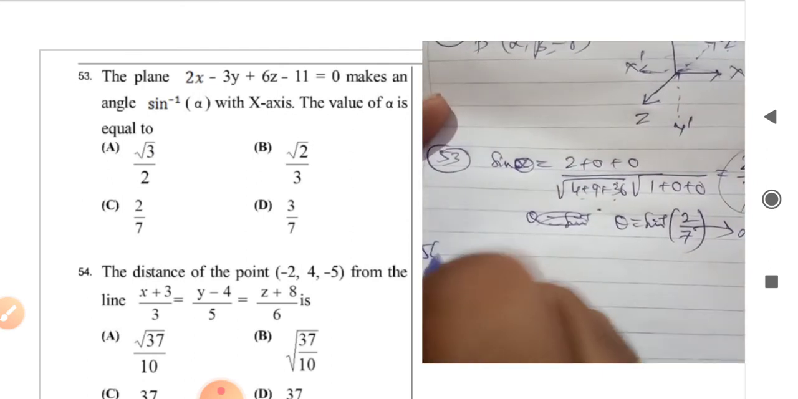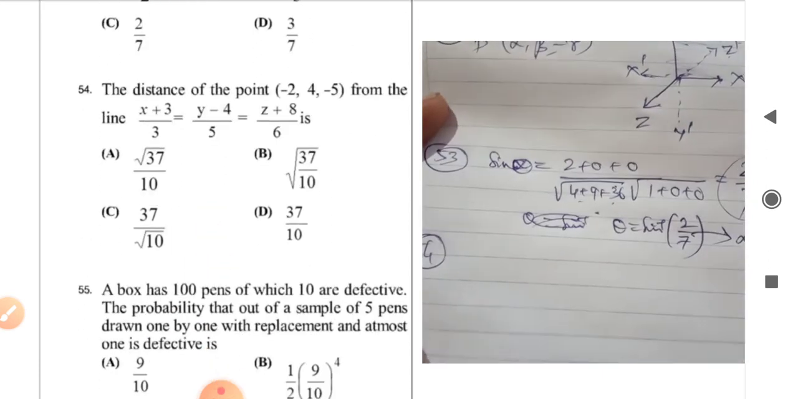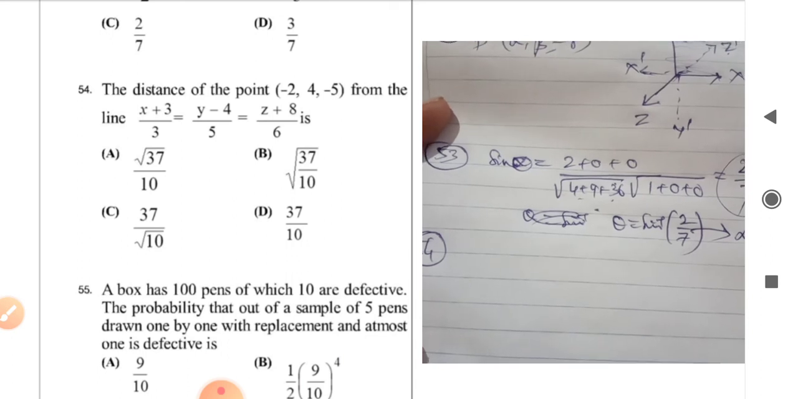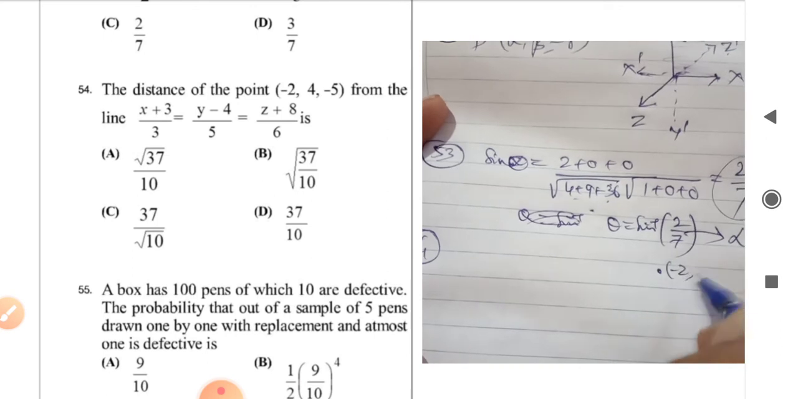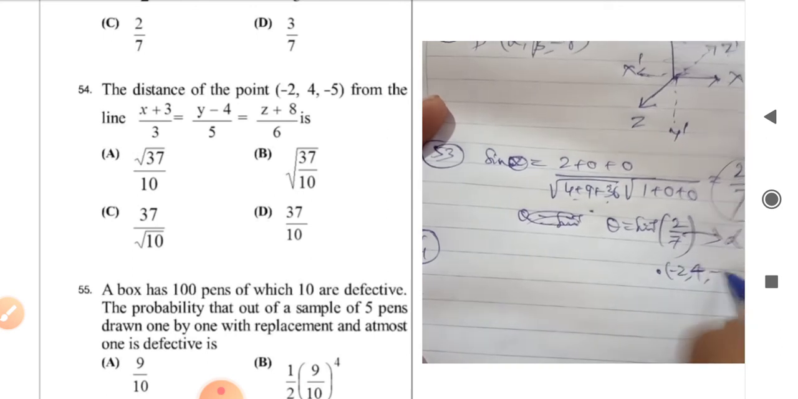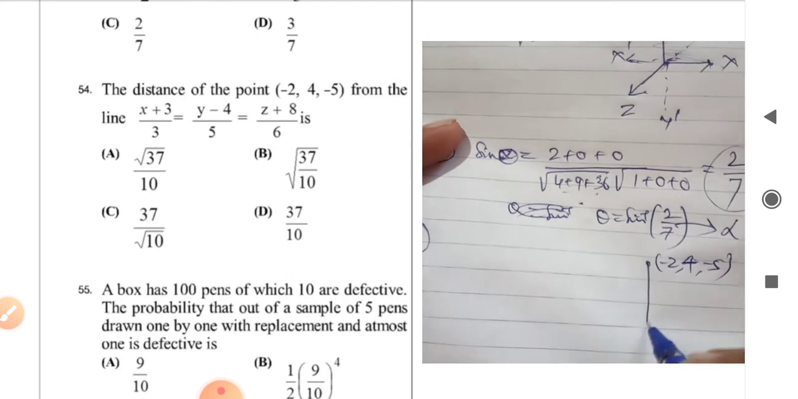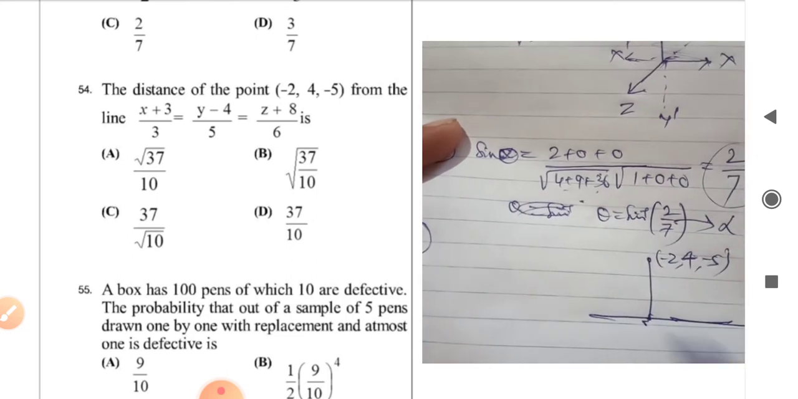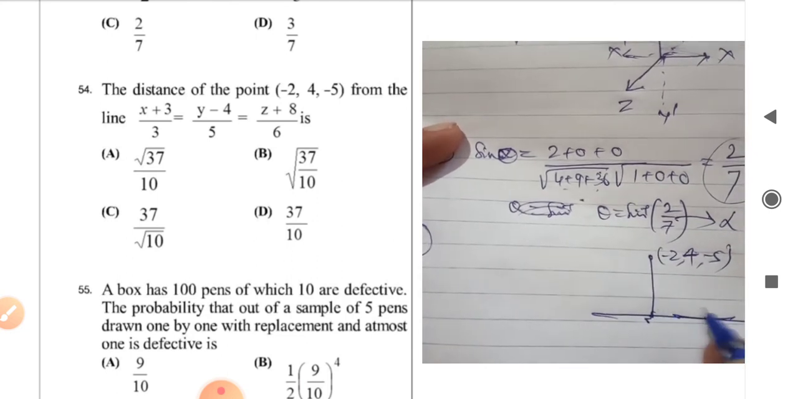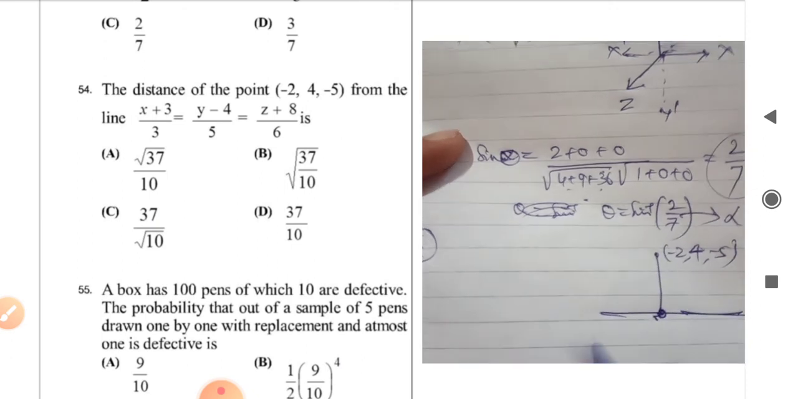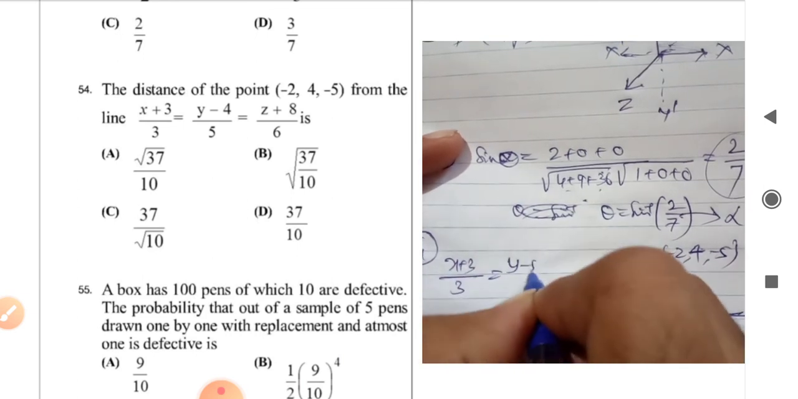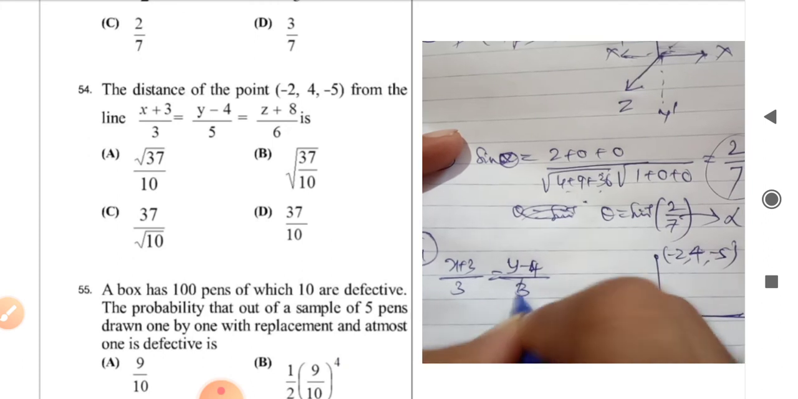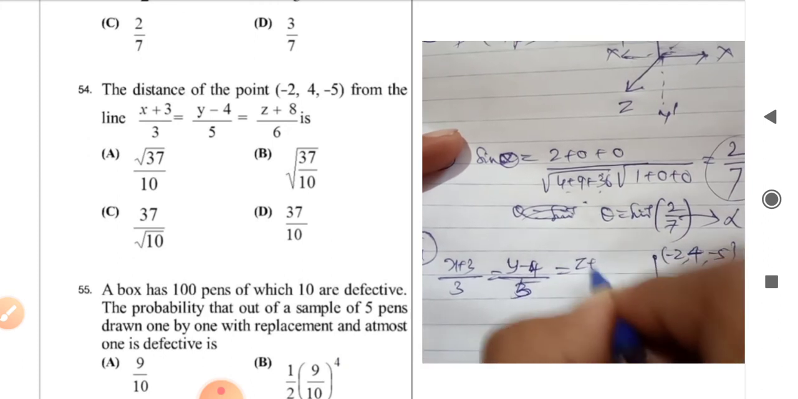And then the 54th question. The 54th question is the distance of a point. This is a lengthy question they have given in the paper. My dear students, here you need to find direction ratios, direction cosines, so many factors you have to do here. This is a point given, and from this point you have a plane. This is a line given, x plus 3 by 3, y minus 4 by 5, z plus 8 by 6. So now the line is given for us, x plus 3 divided by 3 equal to y minus 4 divided by 5, and that is equal to z plus 8 divided by 6.